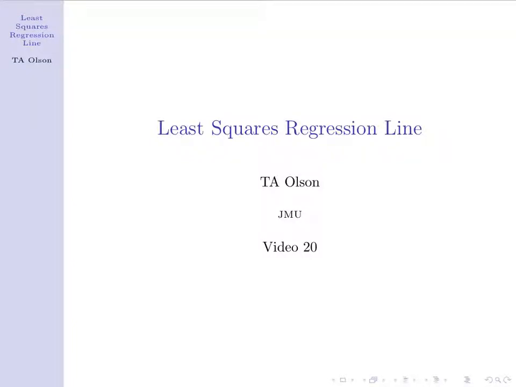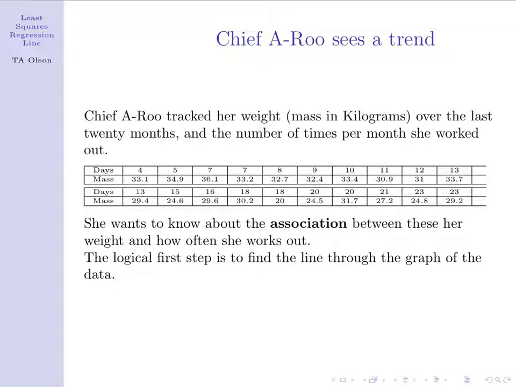In this video, we're going to do a quick little introduction into the least squares regression line. So our story was that Chief-Roo was tracking her weight, mass in kilograms, over the last 20 months, and the number of times in the month she worked out. The days we've called our X, and her weight, her mass, we've called the Y.